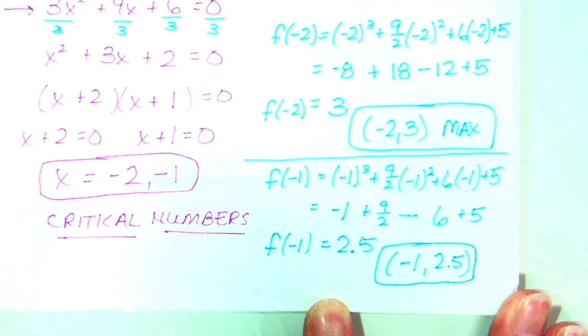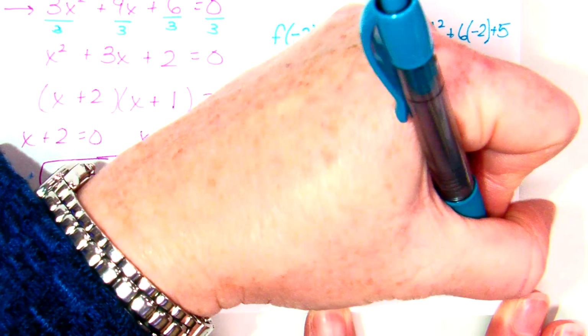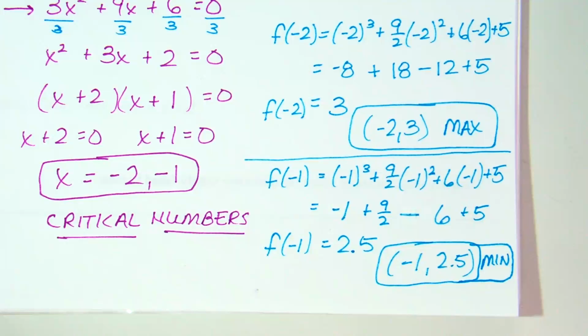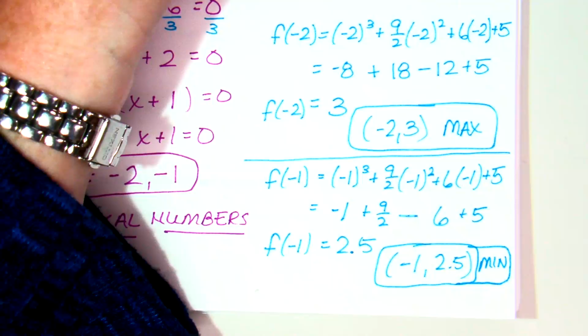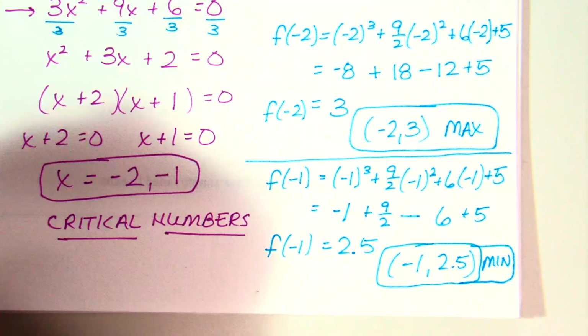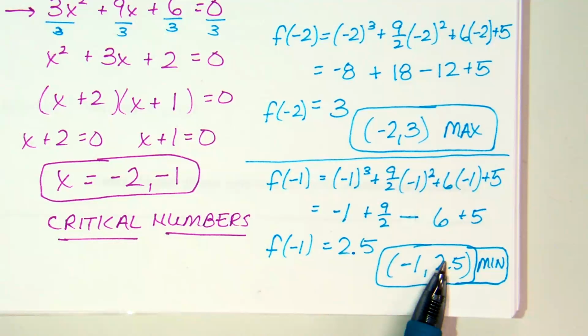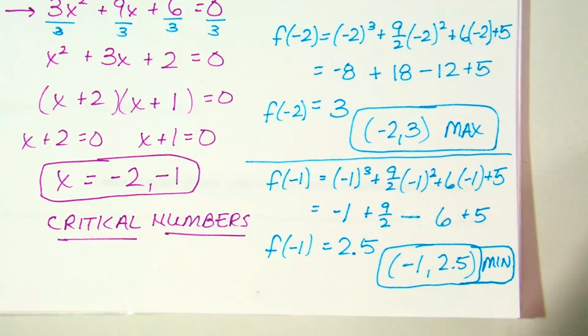Is this a min or a max? A min. 2 ways I know it's a min. First of all, we already talked about the fact that negative 2 comes first, it's the max. Negative 1 comes next, it's the min. The other thing is, look, a y value of 3 is higher than a y value of 2.5. So 3 would need to be a max, 2.5 would need to be a min. And that's based on the fact that these are both critical points.